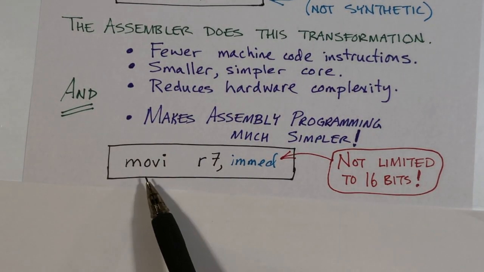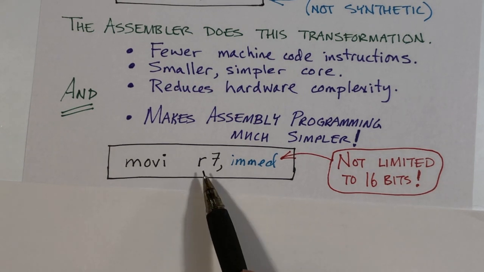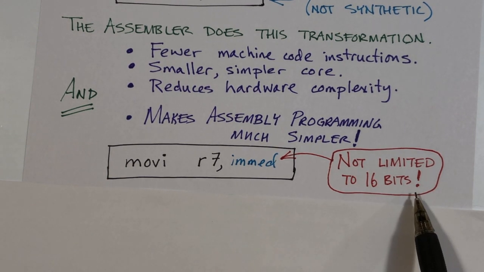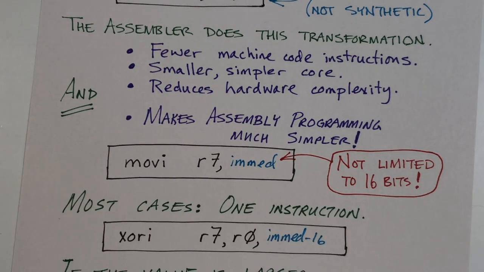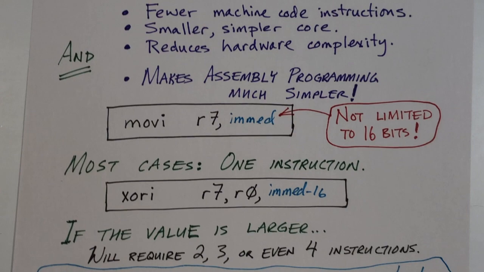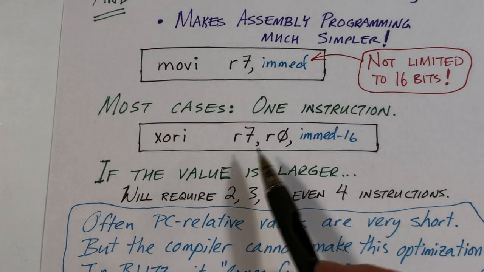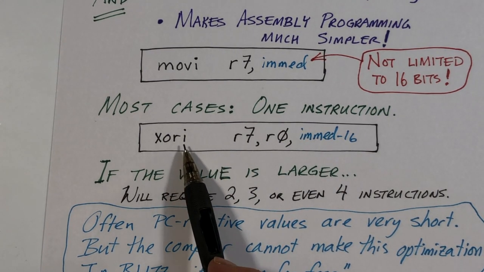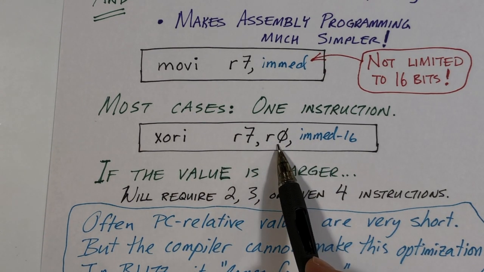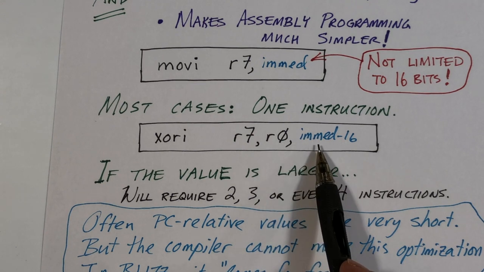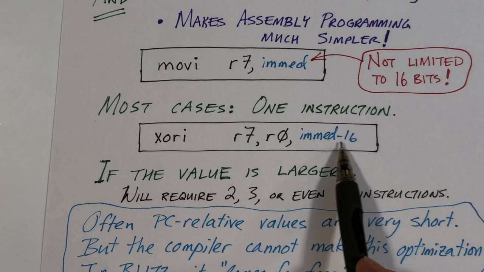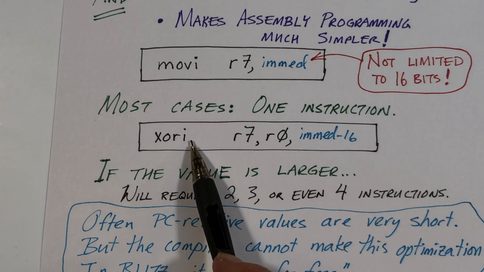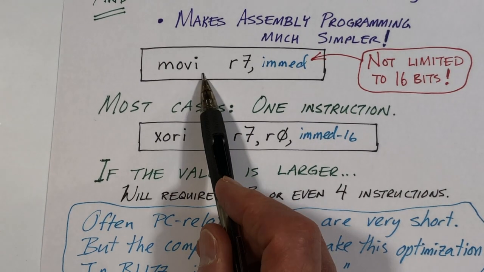For example, let's take a look at the move immediate instruction, which is also synthetic. Well, the immediate value here is not limited to any 16-bit field size. In fact, you can have any value. The assembler will take a look at the actual value present and determine which instruction to use. And in most cases, it will use just a single instruction. The exclusive OR instruction with immediate value will do the job. Remember, R0 has the value 0, and when you flip bits, exclusive OR, with some value, you will get that value. So this instruction here, which is not synthetic, will do exactly what we want this move immediate instruction to do.